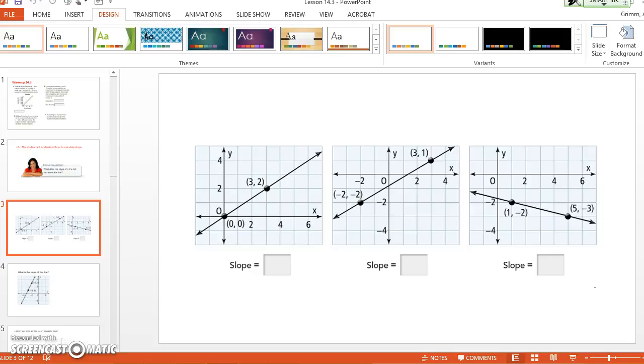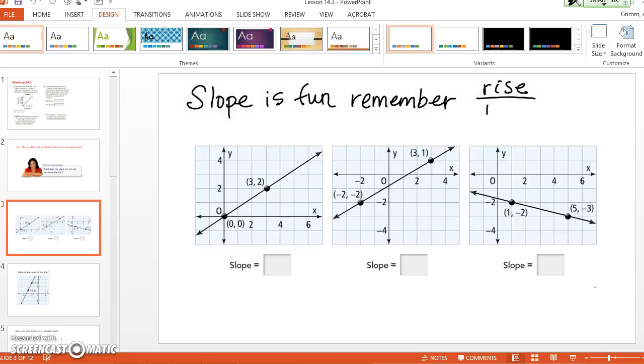Okay, so here's what you're going to do. Slope is fun. You're going to remember this. Slope is fun, remember, rise over run. You're going to be dealing with slope for like the next bajillion years. This does not go away. This is another big thing.